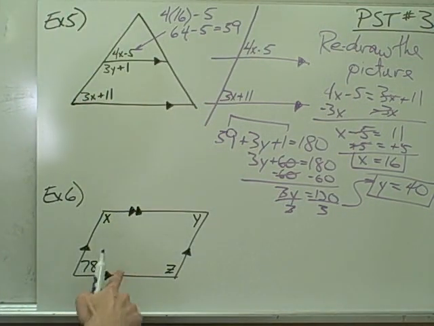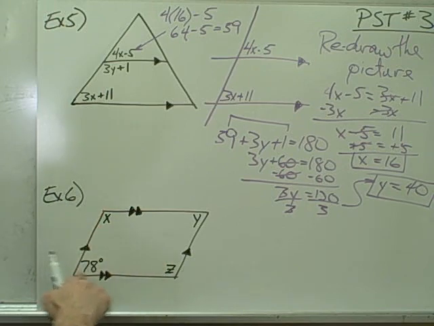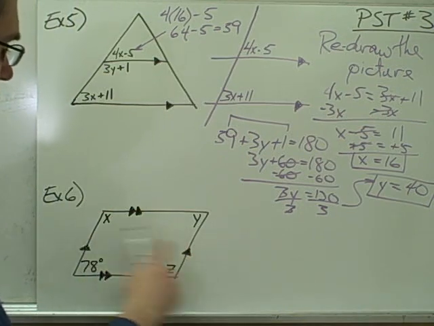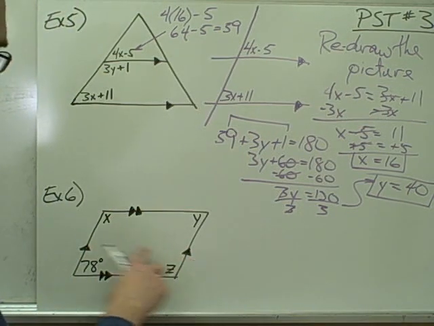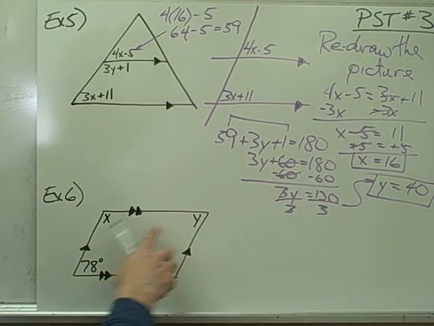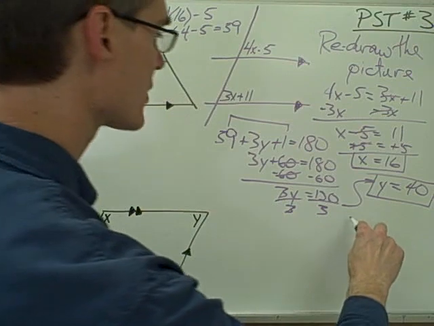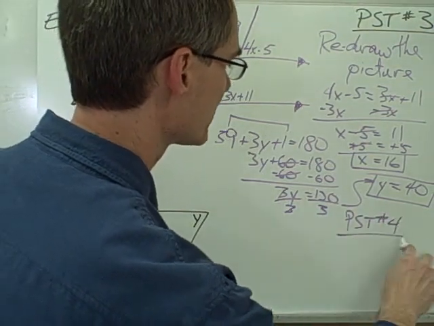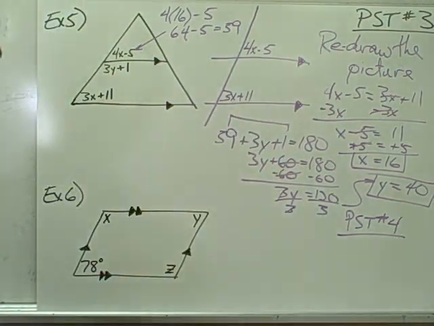Here I've got, again, a figure that looks kind of odd. It looks like just a quadrilateral, just some kind of four-sided figure, but I notice that each pair of opposite sides are parallel. So I've got a set of parallel lines here, a set of parallel lines here. Now, what I'm going to do here is I'm going to use another problem solving tip, number four. And problem solving tip number four is kind of a variation on redraw the picture.